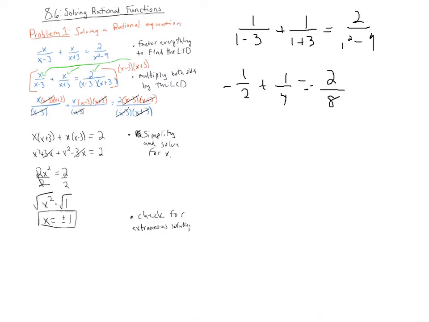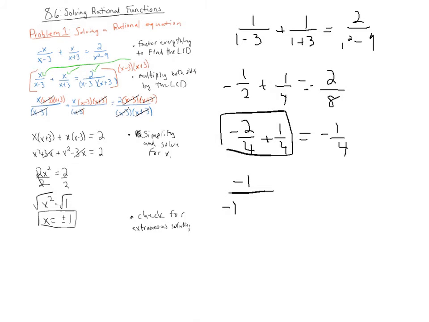So negative 1/2, using the least common denominator, would go to negative 2/4, plus 1/4 is equal to a negative 1/4, because we simplified that fraction. And if we did the math right there, this side would be negative 1/4, so 1 does work. So now we want to check negative 1. So we're putting a negative 1 in for x now.